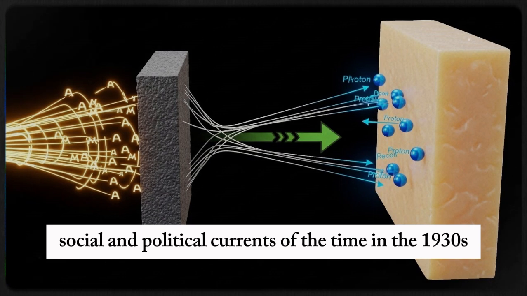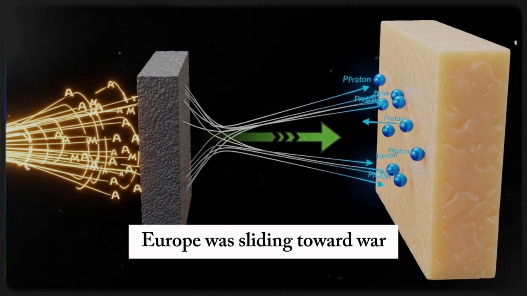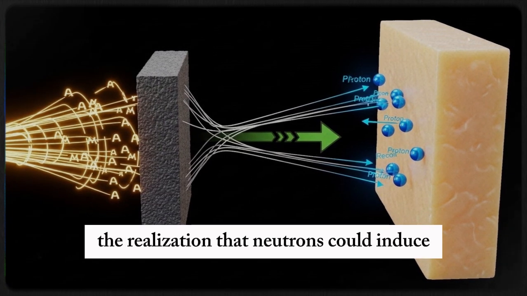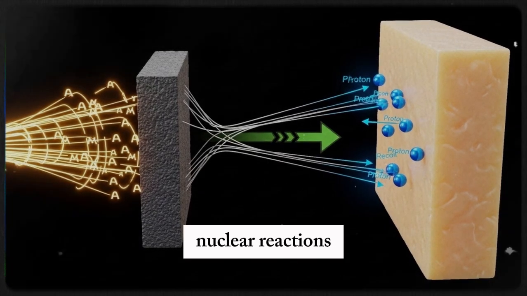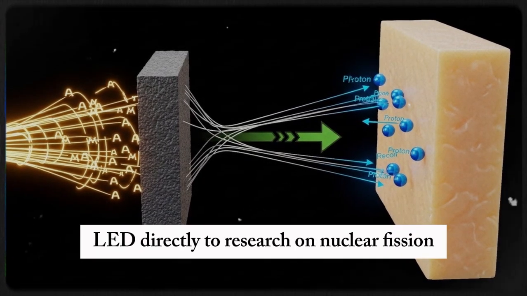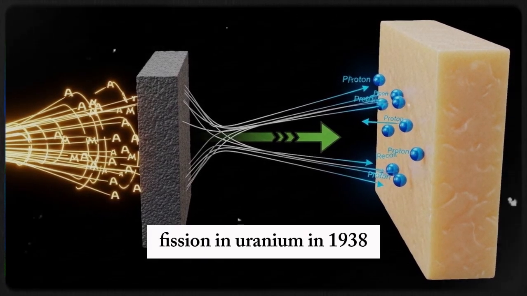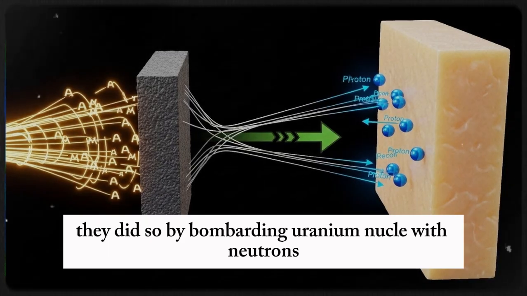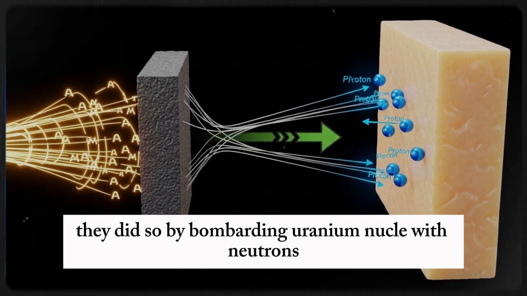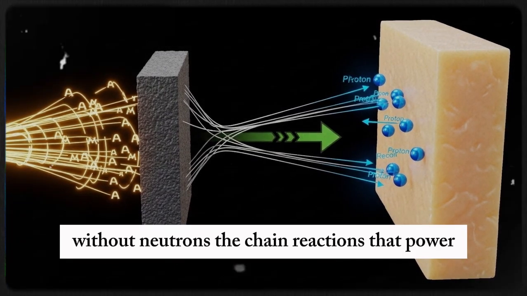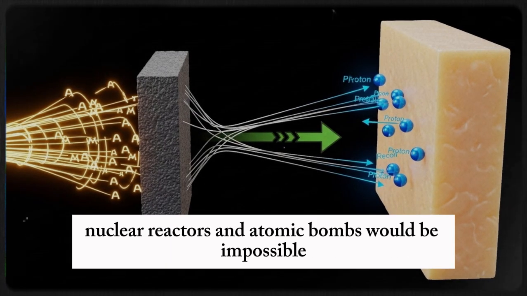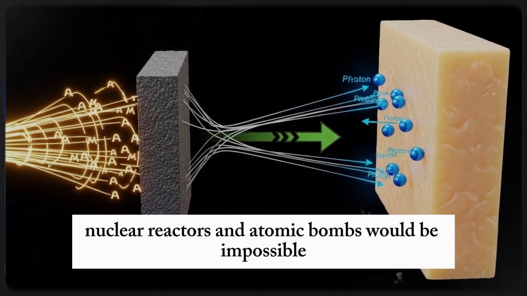In the 1930s, Europe was sliding toward war. The realization that neutrons could induce nuclear reactions led directly to research on nuclear fission. When Otto Hahn and Fritz Strassmann discovered fission in uranium in 1938, they did so by bombarding uranium nuclei with neutrons. Without neutrons, the chain reactions that power nuclear reactors and atomic bombs would be impossible.